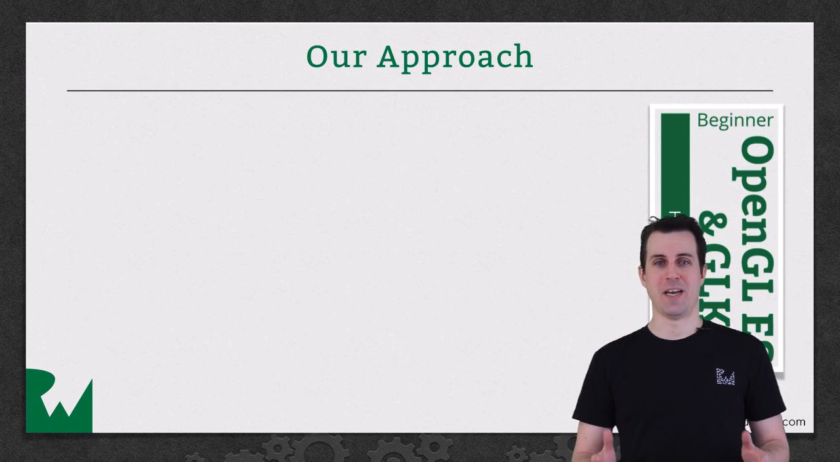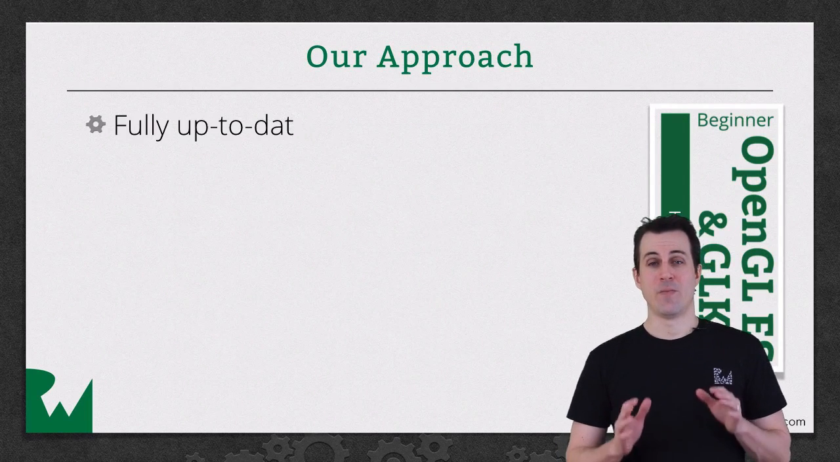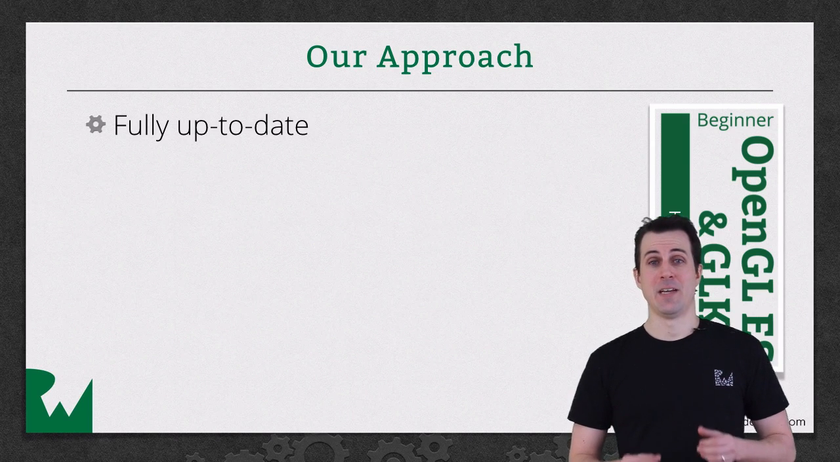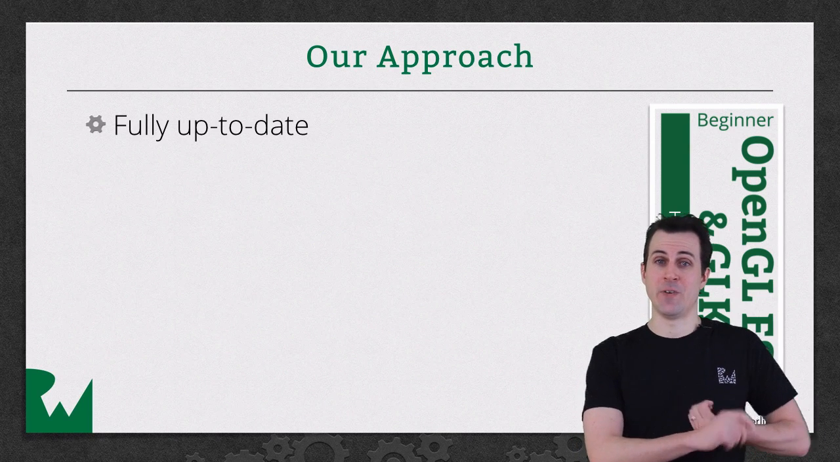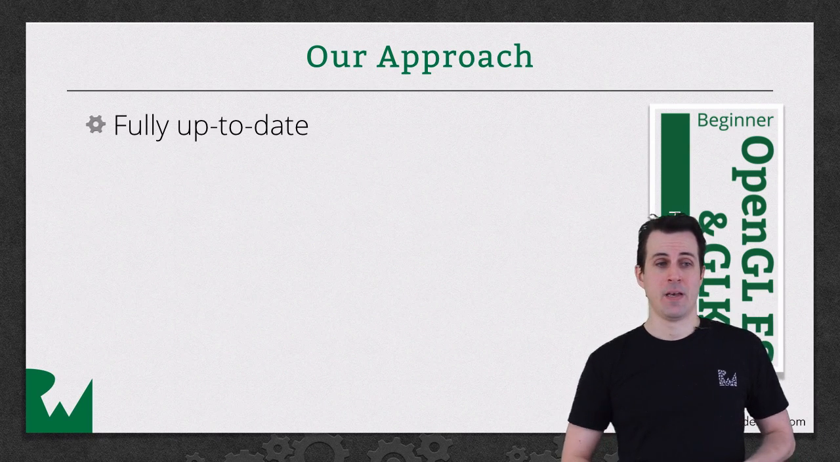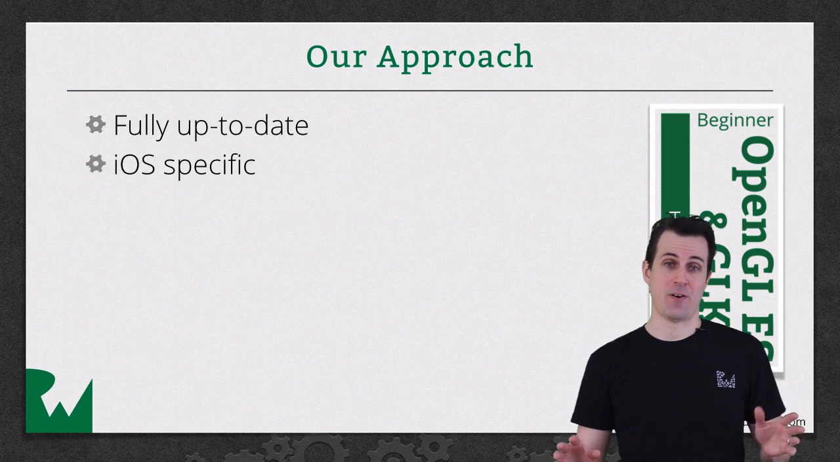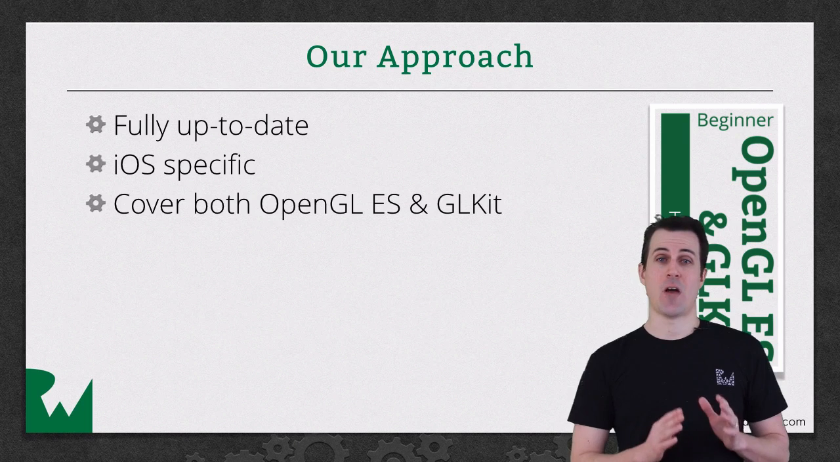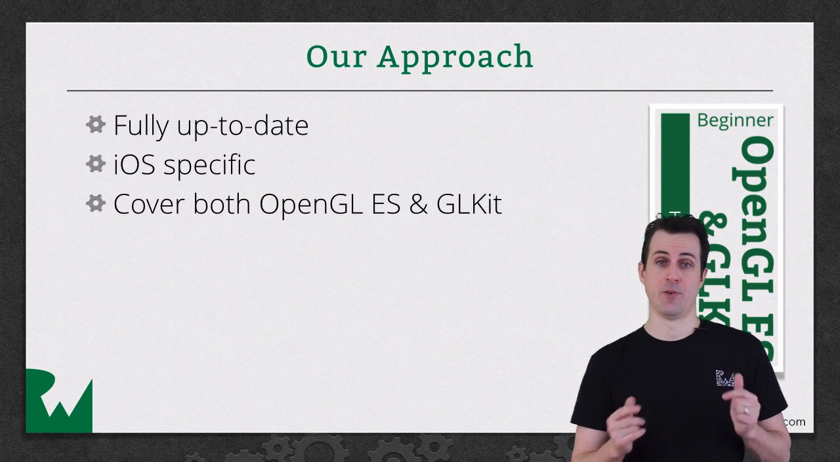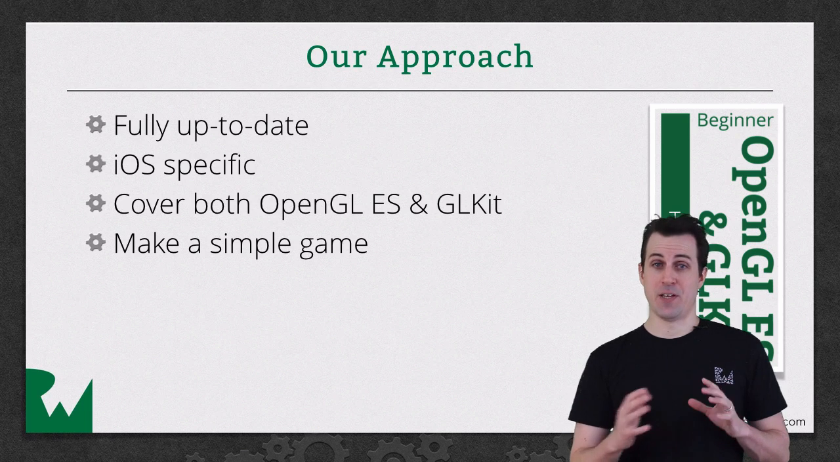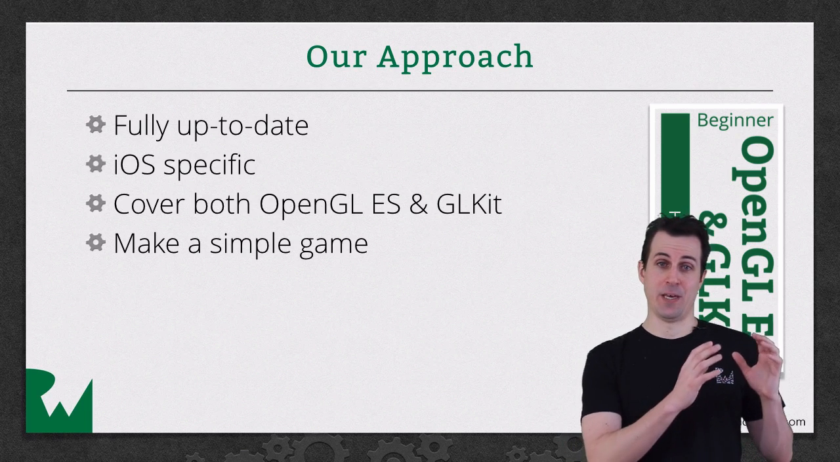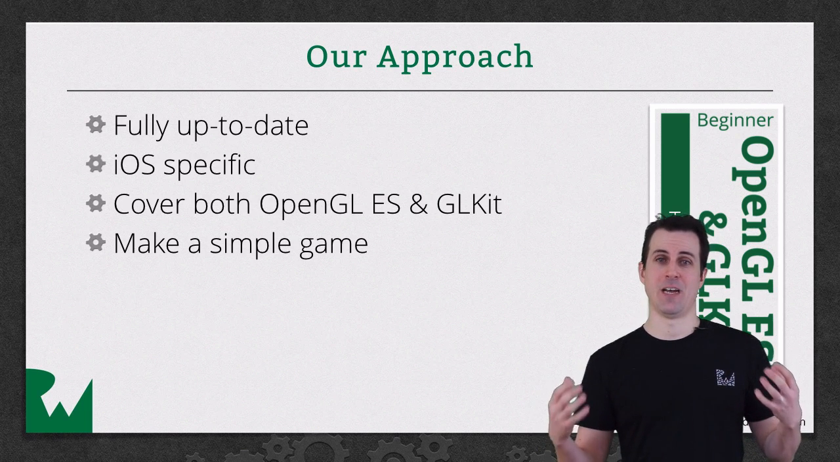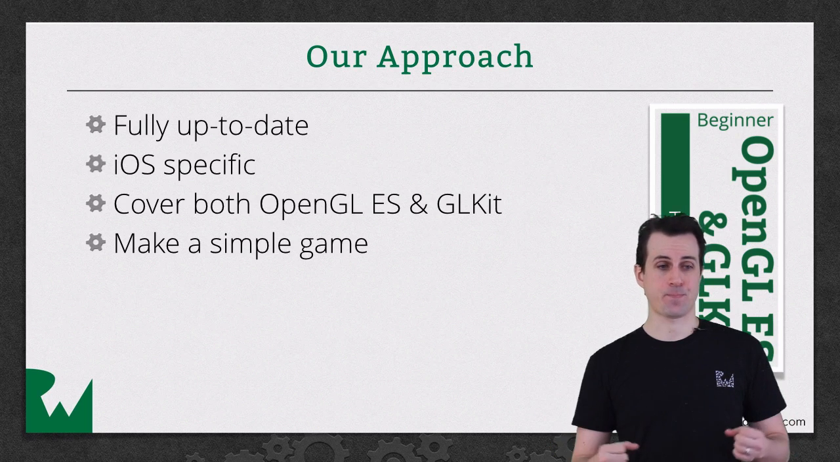So here's the approach we're going to take in this video tutorial series. First of all, this series is completely up to date with the latest version of iOS and the latest version of Xcode at the time of making these videos. It's also fully iOS specific. All the code you can just download and run right on your iPhone. Next, we're going to cover both OpenGL ES and GLKit because I think both are important to use and understand. By the end of this series, we're going to make a simple game that takes everything you've learned and puts it all together so you can actually see something interesting happening.